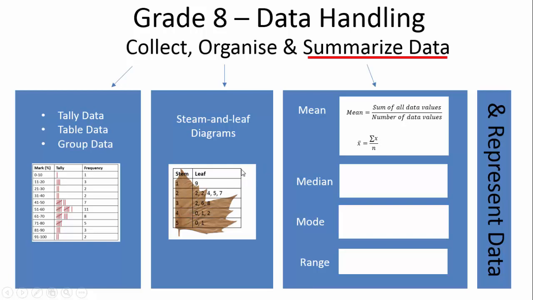Okay, now we're going to be talking about median. Remember, this is in our section of summarizing data. We previously had collected it, and we did that with tallying, with tables and grouping data. Then we organized it with the stem and leaf diagrams. Then we talked about the mean, and now we're going to talk about the median and what that means. And we're going to fill something in this by the end of the lesson.